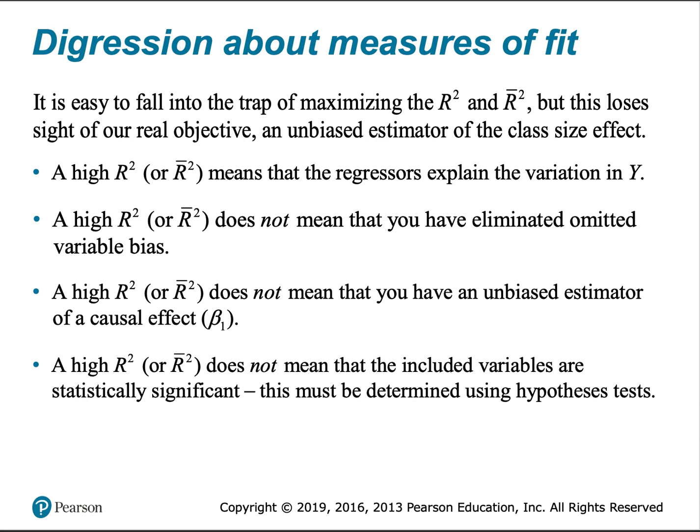Furthermore, a high R squared does not mean that you have an unbiased estimator of a causal effect. It is possible, as we just discussed, that you may have omitted variable bias or other sources of bias, such as classical measurement error. A high R squared does not mean that the included variables are statistically significant. This must be determined using hypothesis tests, whether they are individual tests on coefficients or joint tests using the F statistic.